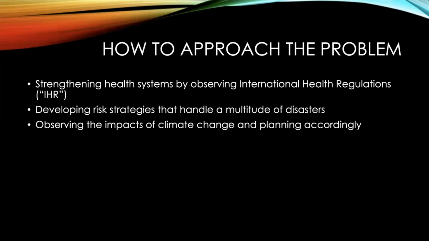They can develop risk strategies that handle a multitude of disasters such as floods, earthquakes, and chemical spills. Most recently, you'll see the trains that have gone off the tracks spilling chemicals. These plans would help address that, and observing the impacts of climate change and planning accordingly, such as adding different communities into flood hazard areas and preparing evacuations for such areas.